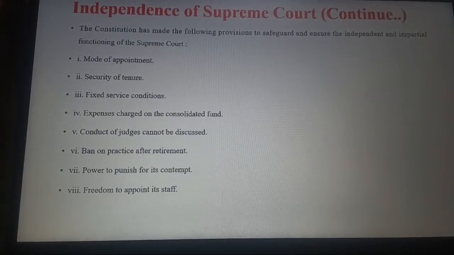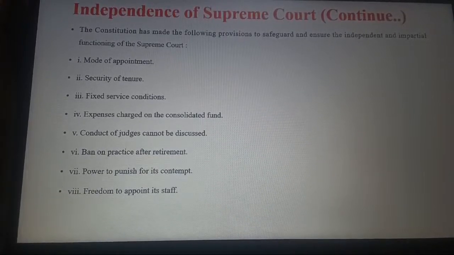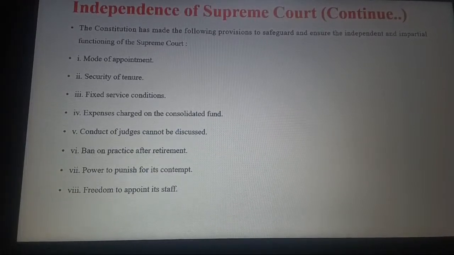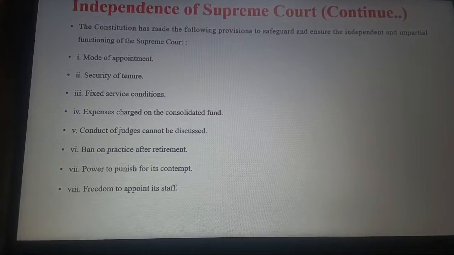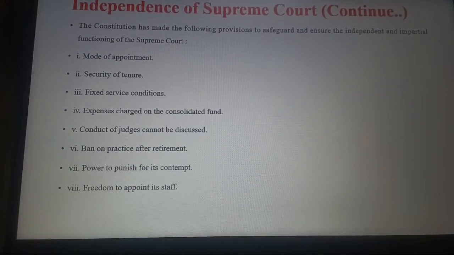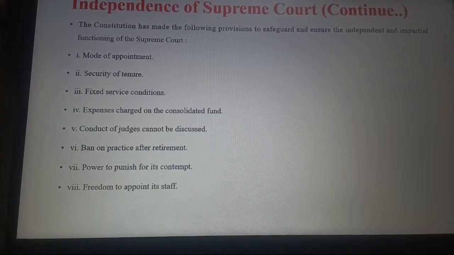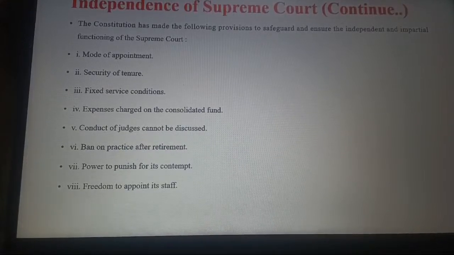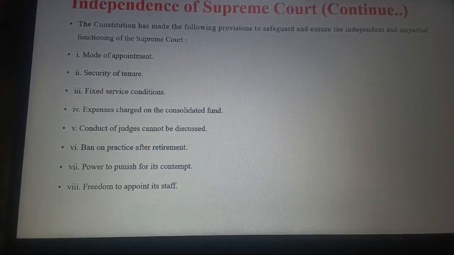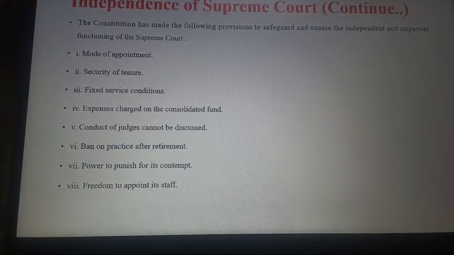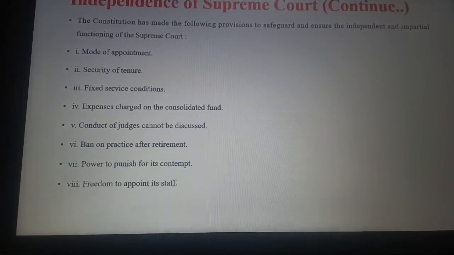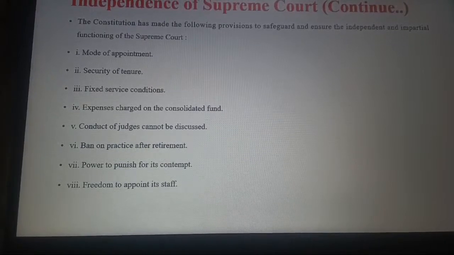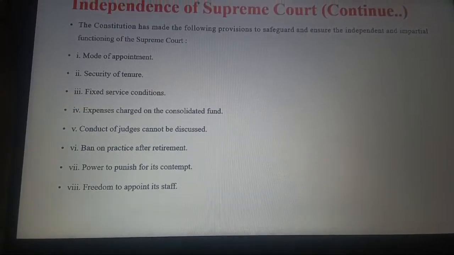The Constitution has made the following provisions to safeguard and ensure the independent and impartial functioning of the Supreme Court: mode of appointment, security of tenure, fixed service conditions, expenses charged on the consolidated fund, conduct of judges cannot be discussed, ban on practice after retirement, power to punish for its contempt, freedom to appoint its staff.